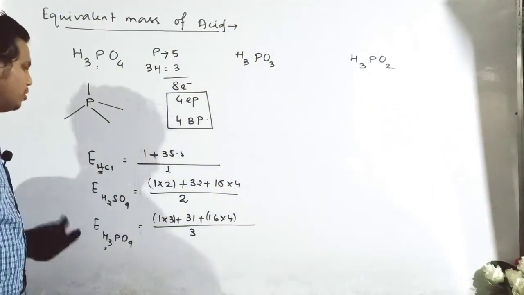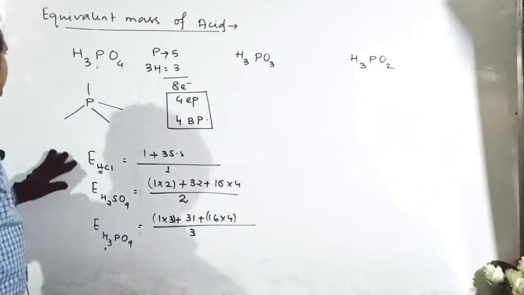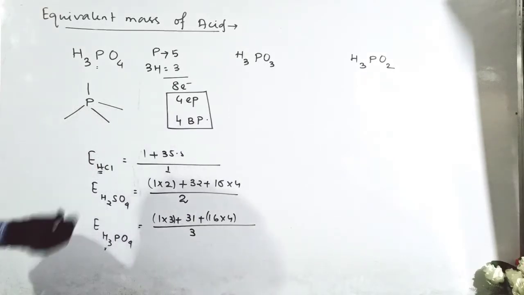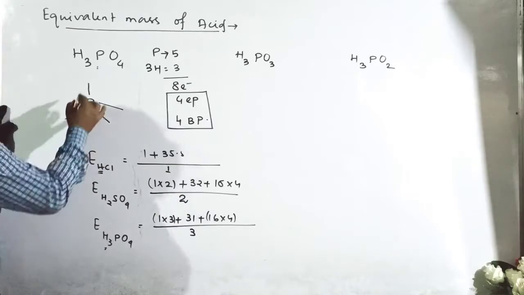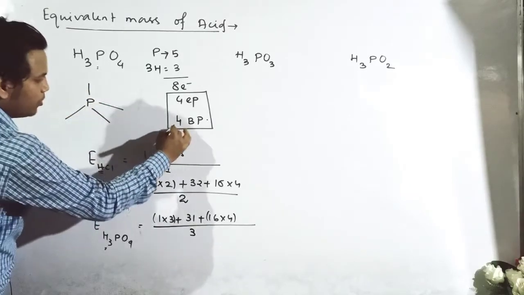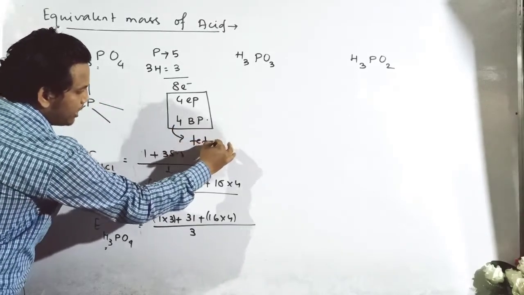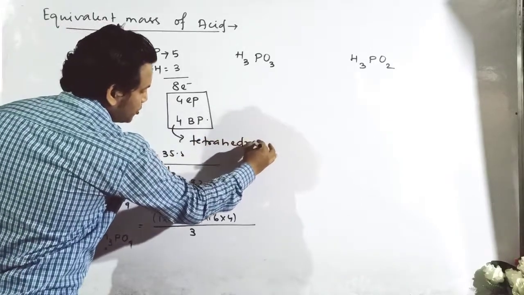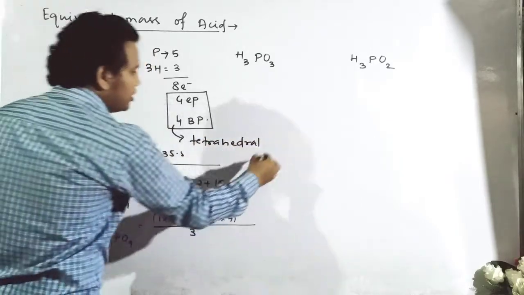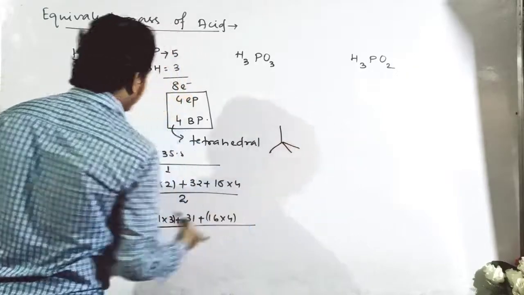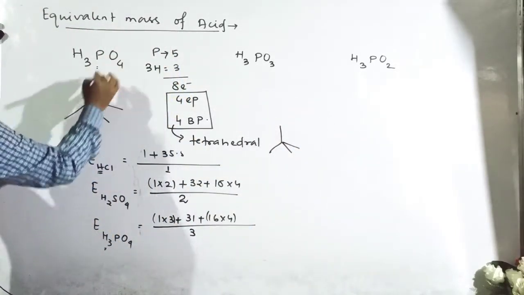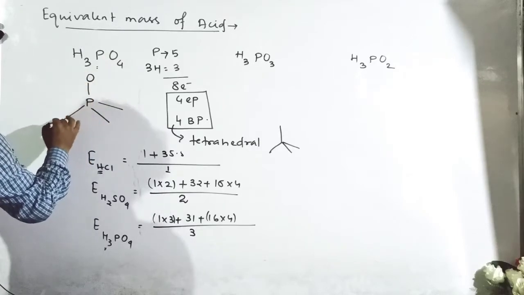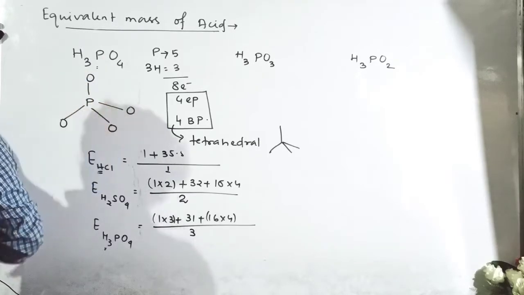So all this you know already, because you are going to give the entrance exam. So 4 bonds will be there. 4 bond pairs means tetrahedral geometry will be there in this way. So first fill up the space with oxygen. 4 oxygen are there. Give 4 oxygen.